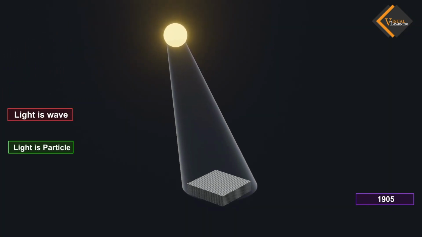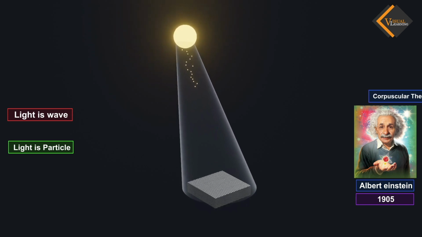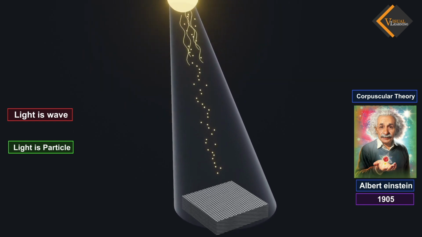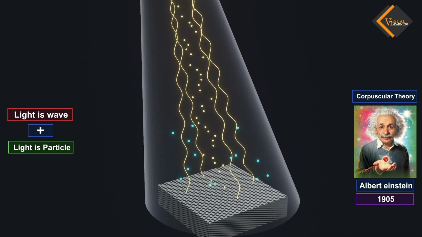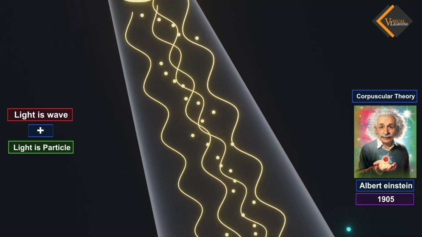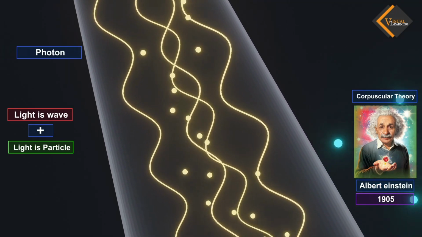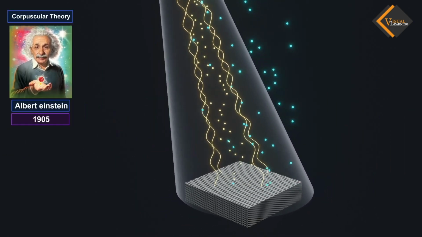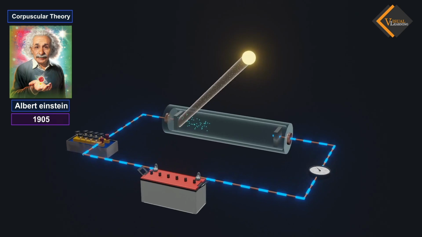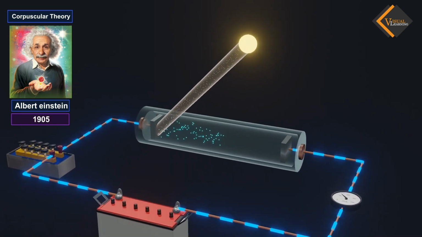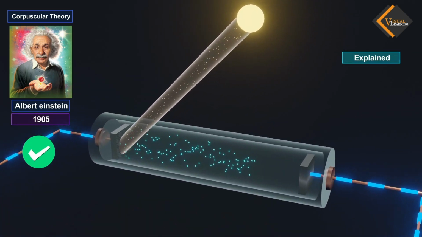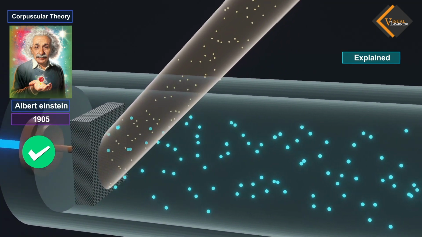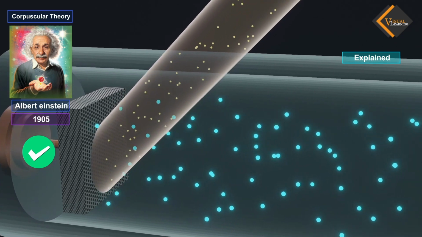In 1905, Albert Einstein discovered the corpuscular theory, in which he explained that light has both wave nature and particle nature, and the particles in light are called photons. Using the corpuscular theory, Albert Einstein conducted experimental studies on the photoelectric effect and explained it, for which he also received the Nobel Prize. Now, let's understand this phenomenon in detail.